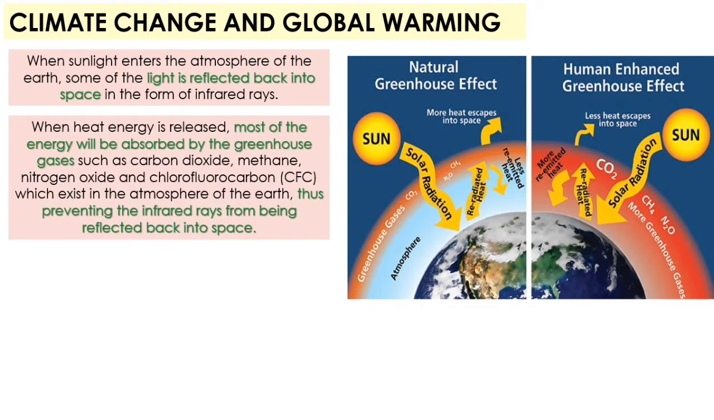When heat energy is released, most of the energy will be absorbed by greenhouse gases such as carbon dioxide, methane, nitrogen oxide, and chlorofluorocarbon, which exist in the atmosphere of the earth, thus preventing the infrared from being reflected back into space. Apabila tenaga haba dibebaskan, kebanyakan tenaga haba akan diserap oleh gas rumah hijau.